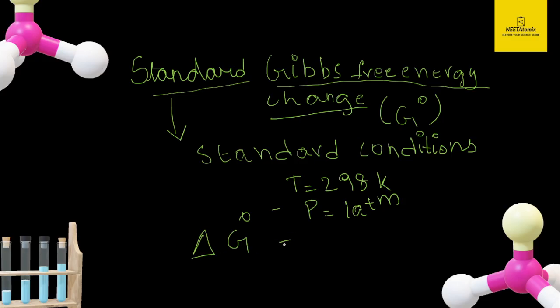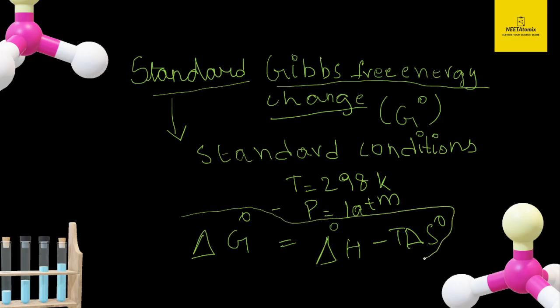So delta G naught is equal to delta H naught minus T delta S naught. This is the standard Gibbs free energy change, given by this equation.